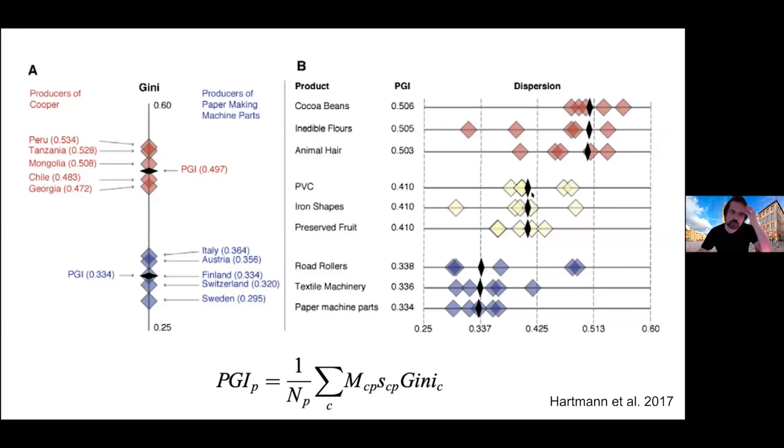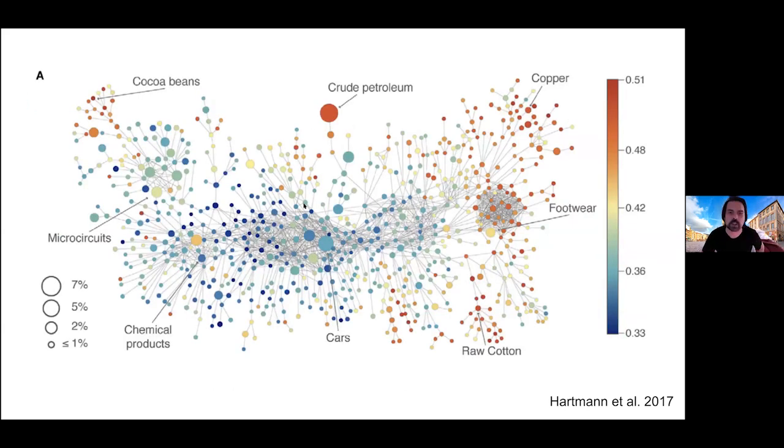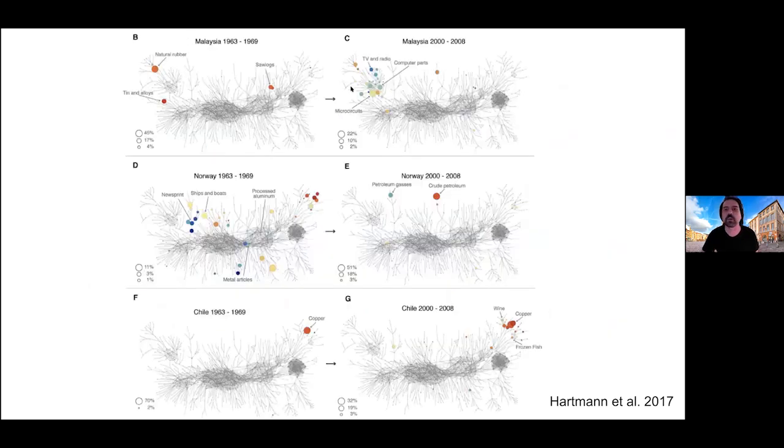And that allows us to look at the product space, which is the network of related products, from a different perspective. We could see that there are areas of the product space that are associated with high levels of inequality, areas of the product space that are associated with lower levels of inequality. And then when you look at the evolution of a country's product structure, for instance, like Malaysia, you would see that they would move into products that have lower levels of inequality. So you would expect inequality to decrease.